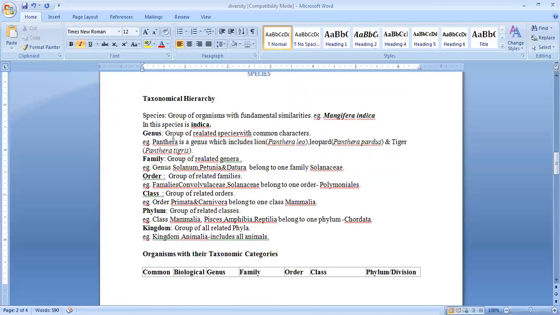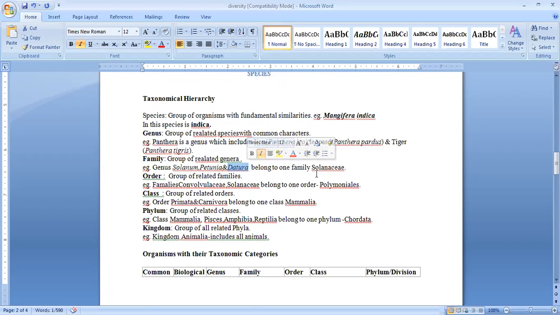So the genus is Panthera and the species, there are three species in it. Panthera leo, Panthera pardus and Panthera tigris. After genus, we come to the family. So, for example, the genera are Solanum, Petunia, and Datura. There are three flowers in this: Solanum, Petunia, and Datura. So, they all belong to one family with common characters, and that family is Solanaceae.